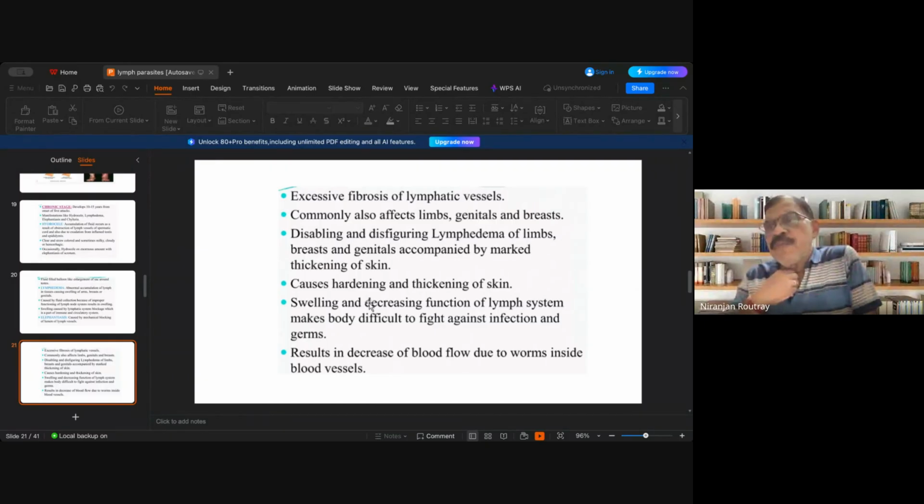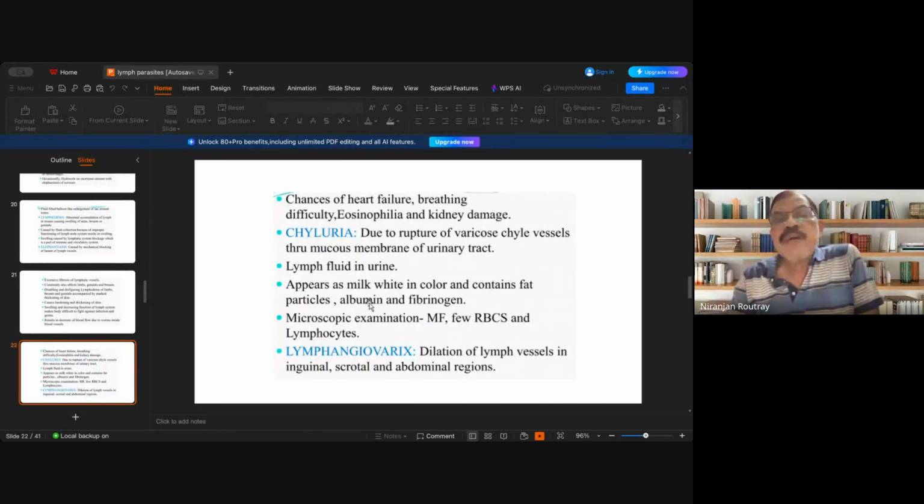The same thing happens in the case of the breast and the skin, disfiguring. It causes hardening and thickening of the skin, swelling, and decreased function of the lymph system. When they block, there is a decrease of blood flow due to worms inside the vessels. Heart failure, breathing difficulty, eosinophilia, and kidney damage are possible. When there is a rise in eosinophilia, it leads to complications, so the foremost thing is that the eosinophil count should be brought to normal by giving prednisolone or steroids.